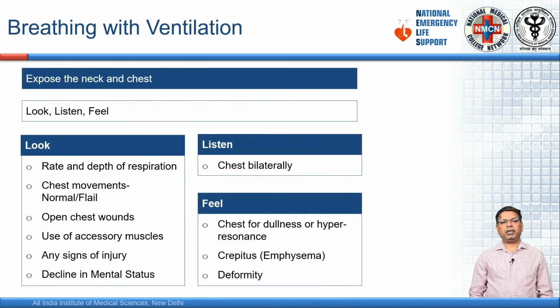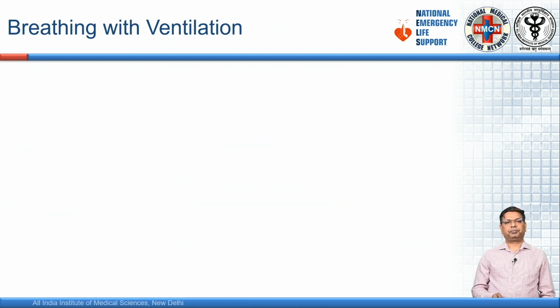Now, coming to the breathing and ventilation part, again you have to expose the whole neck and chest area so that you can assess properly. Again, look, listen and feel. Look for the rate and depth of respiration, whether the chest wall is moving properly, yes or no, any open chest wound, any abrasion or laceration, yes or no, whether the patient is using accessory muscles, yes or no. You can go for auscultation, listening for breath sounds on both sides, and feel whether there is dullness or any crepitus. These are the findings which will tell that breathing has some kind of problem.